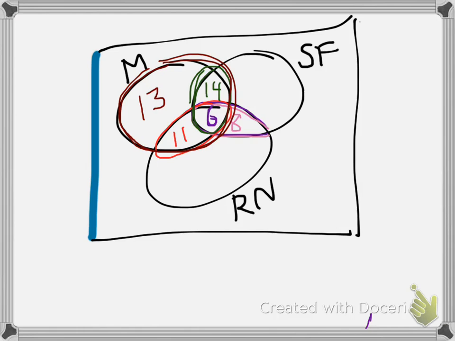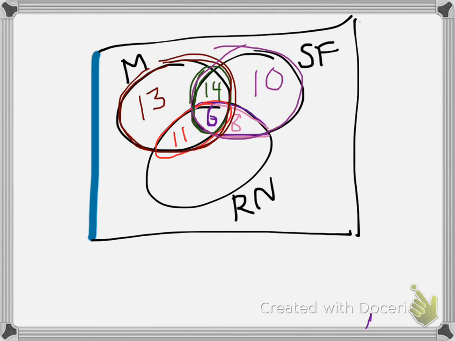Now we have 38 purchased science fiction. So 38 goes into this circle, science fiction, but we already have 14 plus 6 plus 8 there. So 14 plus 6 is 20, 20 plus 8 is 28. Subtracting 28 from 38, we have 10 that goes there.